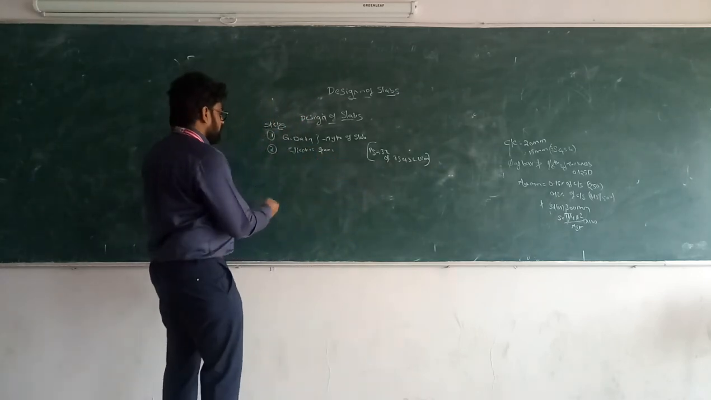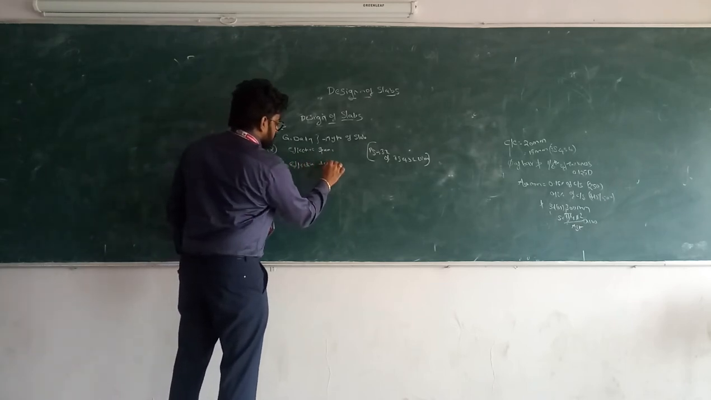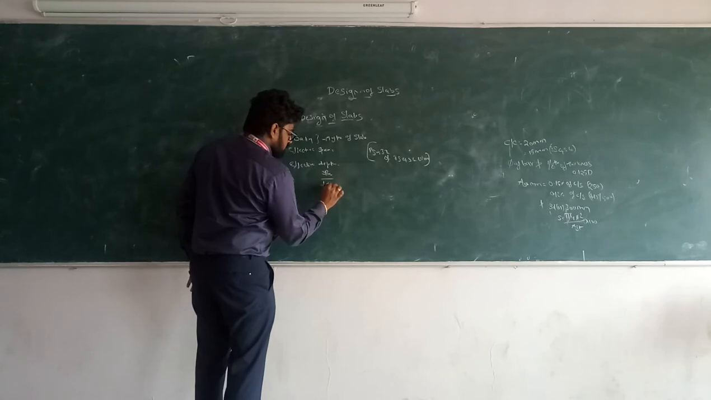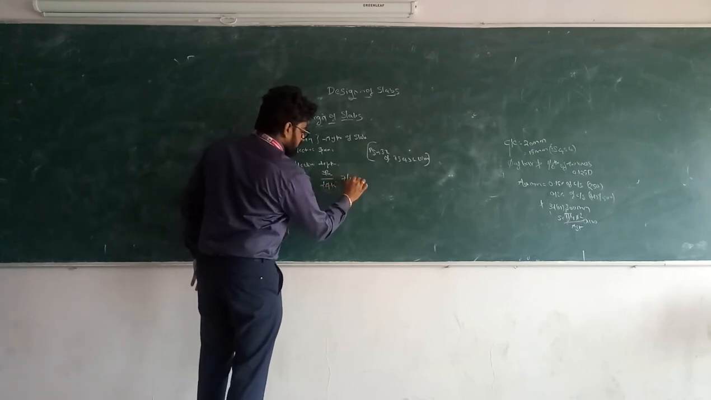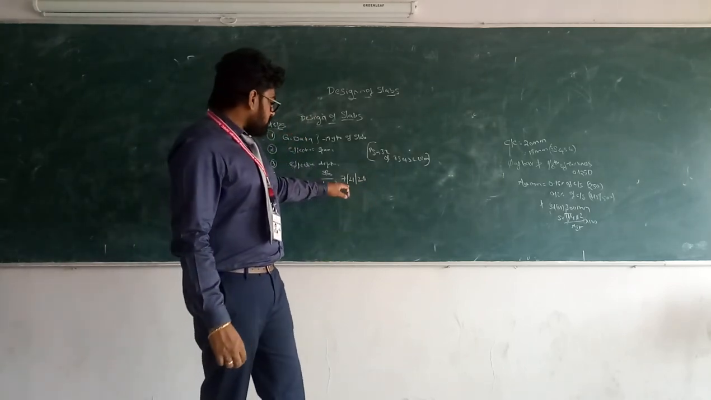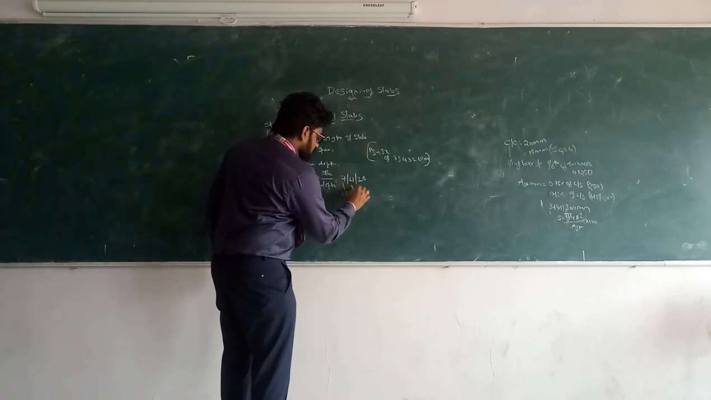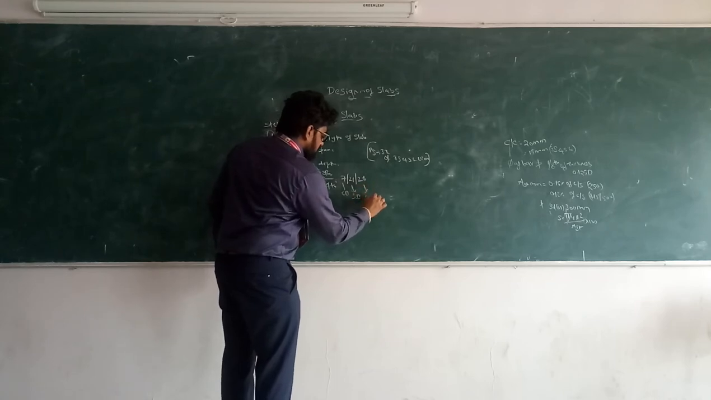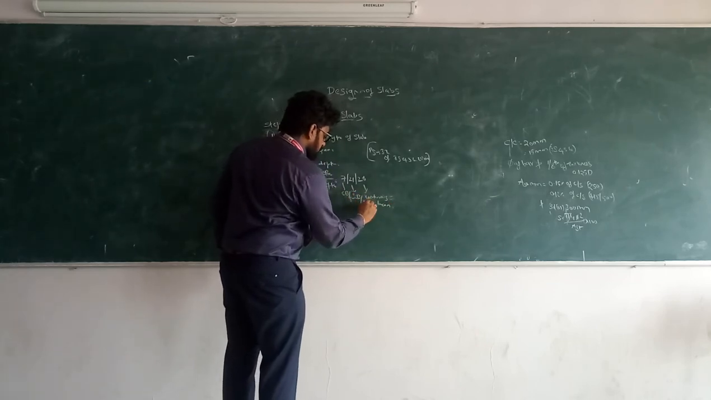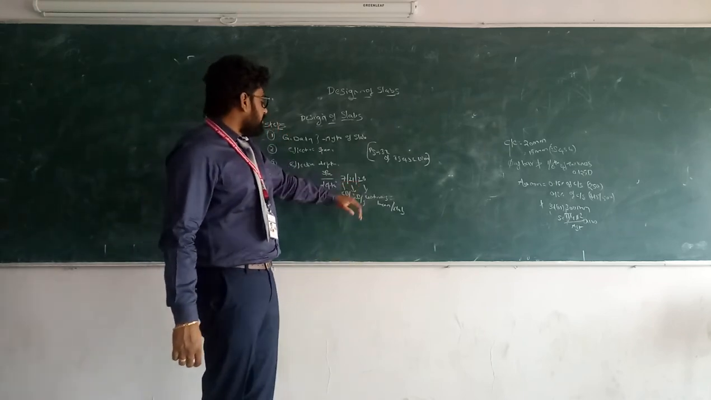So, before going to the effective span, the effective depth. Span by depth ratio: 7, 21, 26. So these are the three different constants given in IS 456. This is for cantilever beam. This is for simply supported beam. This is for continuous beam or slab. We can use the same constants, 7, 21, and 26.